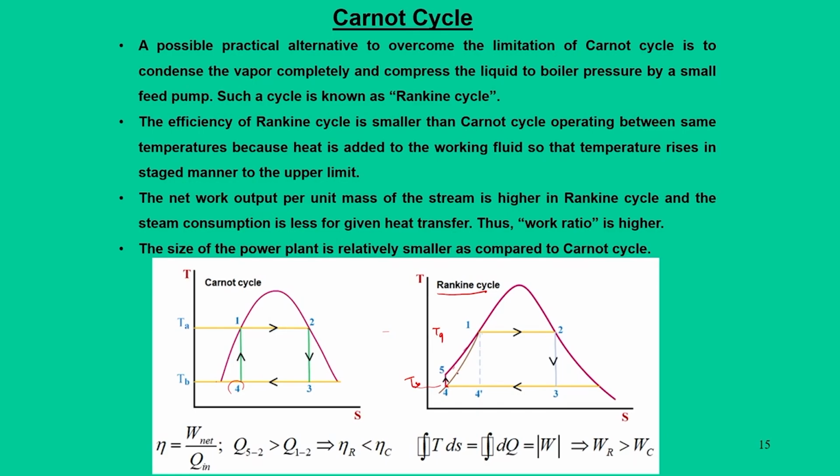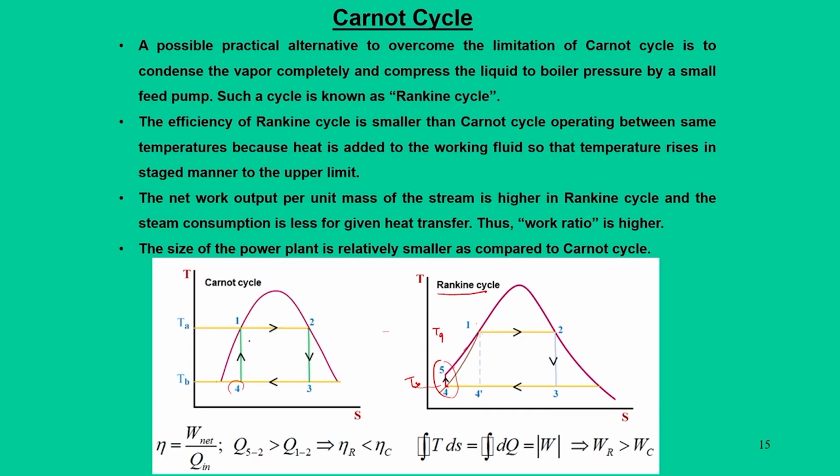That means the 4 to 5 process is the pump work, and through this process you can clearly say the area 4-5 is less than the area 1-4 dash. So, in that way we reduce the pump work drastically. But while reducing the pump work, obviously the net work also gets increased. That is one part. Second part, through this process additionally what did you do?